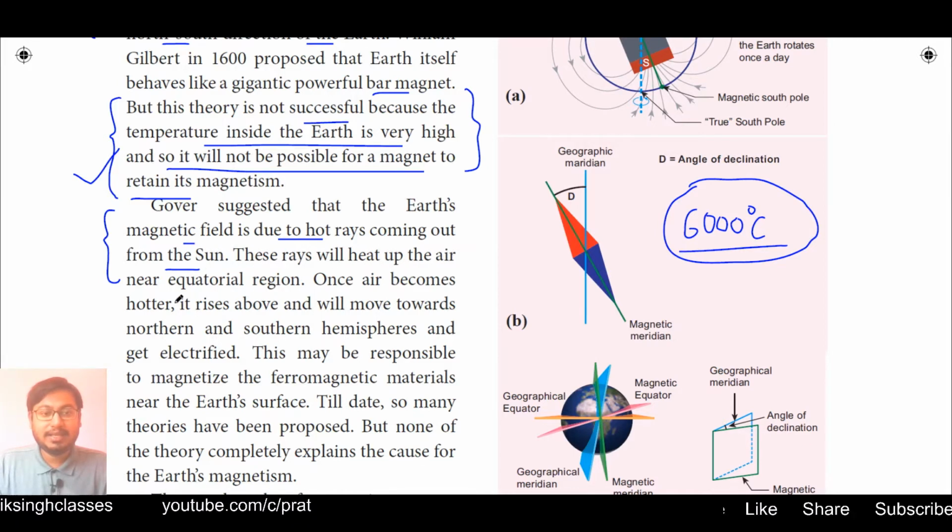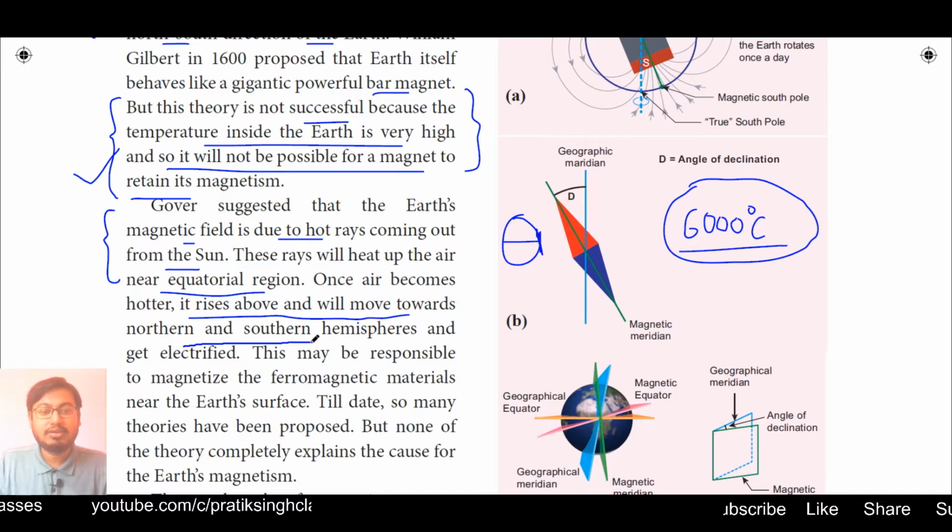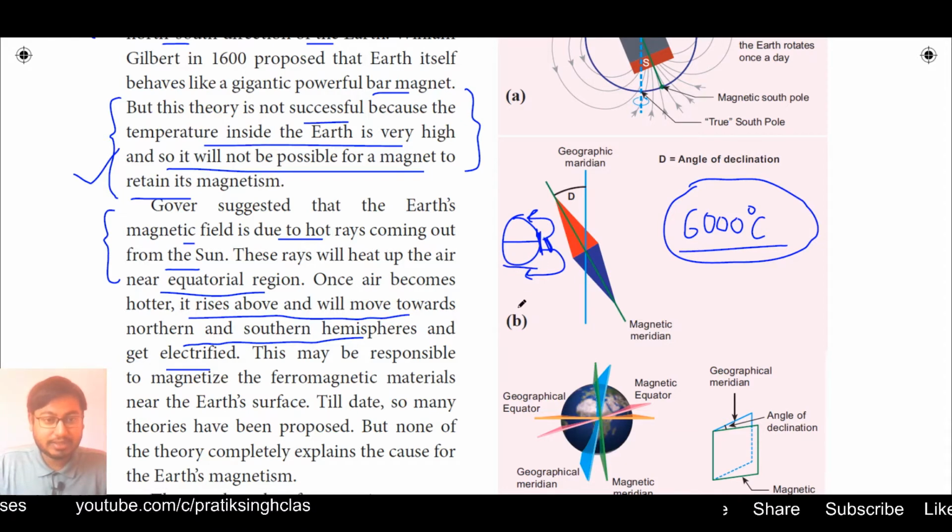These rays will heat up the air near the equatorial region. As he said, because on our Earth the equator is very near to the sun, the air around the equator becomes hotter. Once the air becomes hotter, it rises above and will move towards the northern and southern hemispheres, and get electrified. So what he said is, once the air at the equator becomes hot, it will move towards the northern and southern hemispheres, where the air is slightly cooler than at the equator, and because of this the air gets electrified.